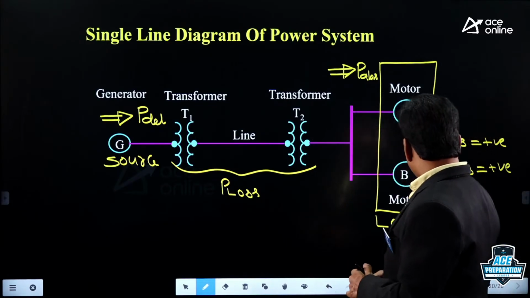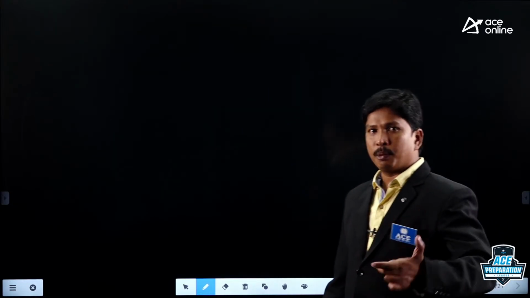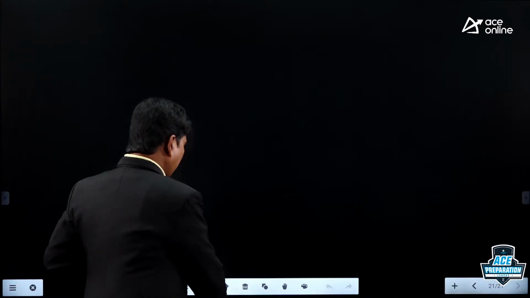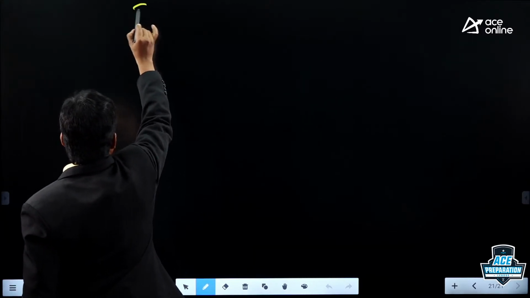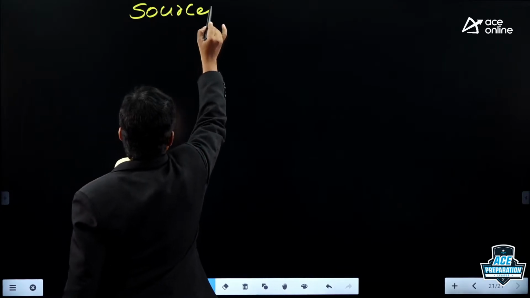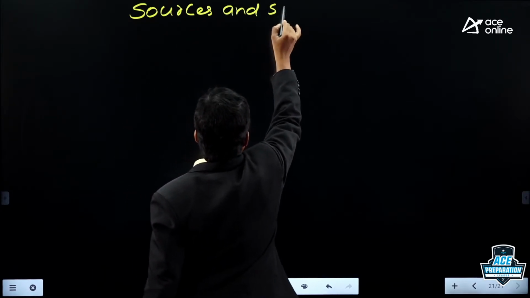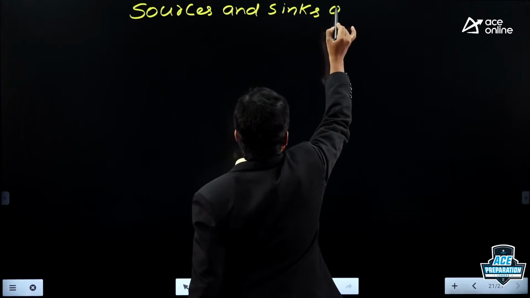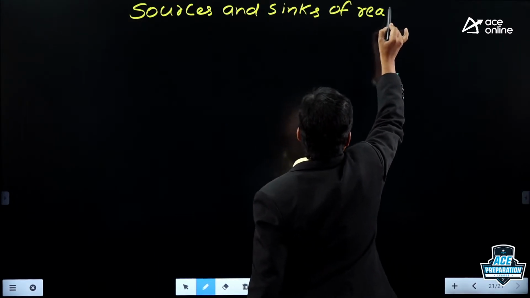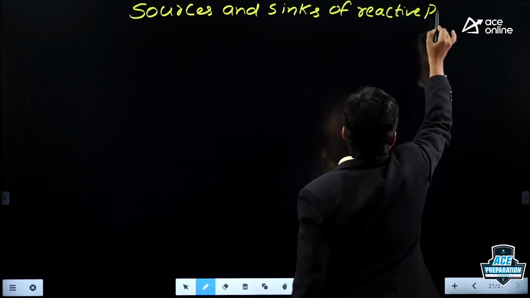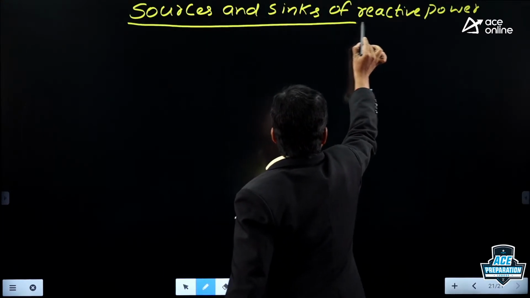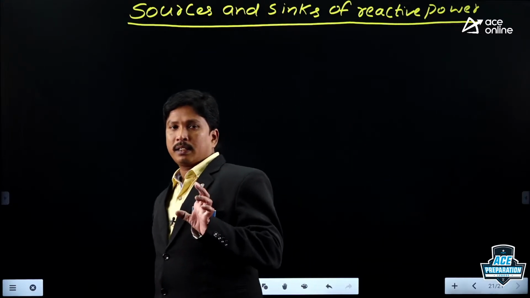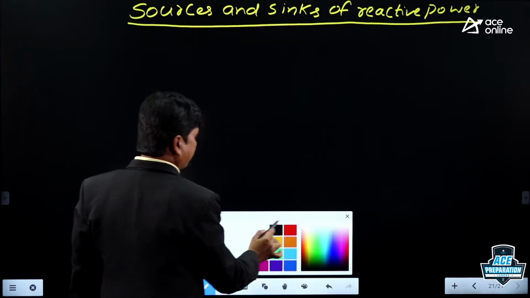Based on the reactive power, we are going to see them. Clear? Now we'll see the reactive power flow, or which are the sources and the sinks of the reactive power. Clear, students? Just check it. Sources and sinks of reactive power. Please check it. We'll see the elements which are sources and which are sinks.